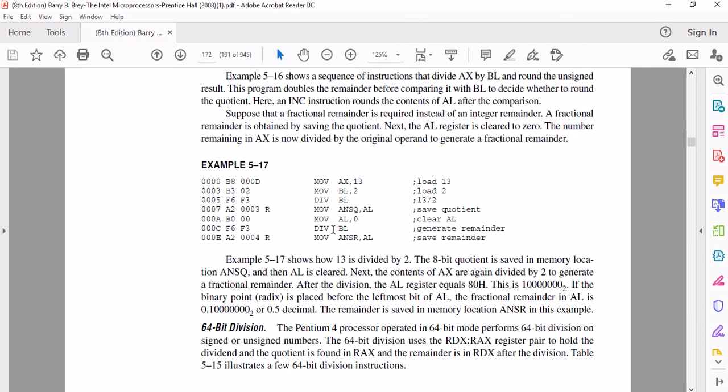Then again DIV BL. It will generate the remainder. So the value generated in AH is moved towards the location ANSR.